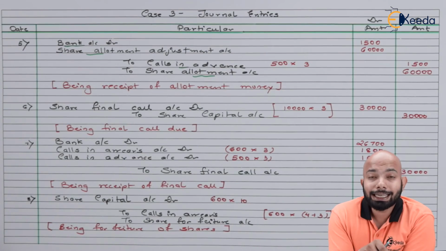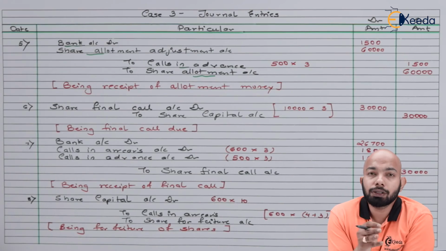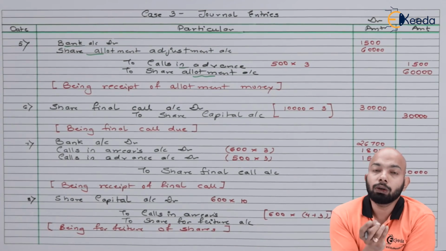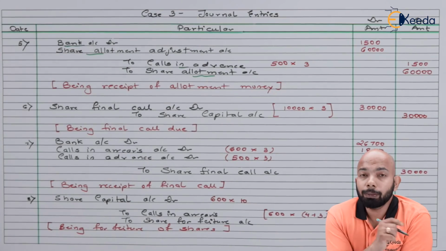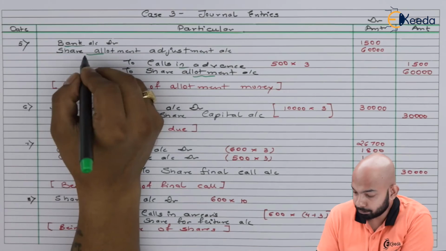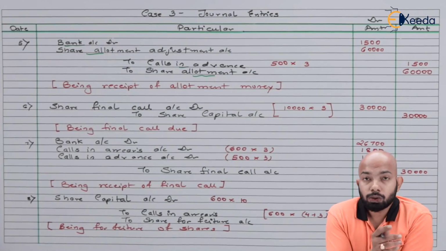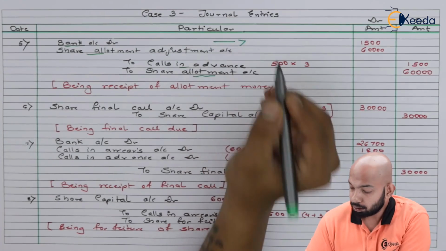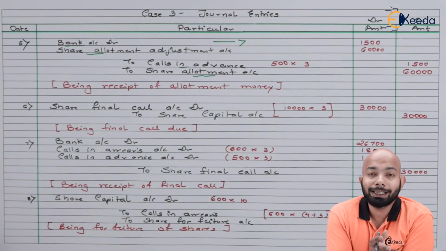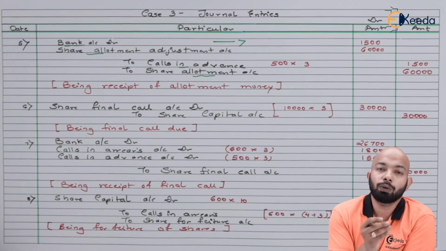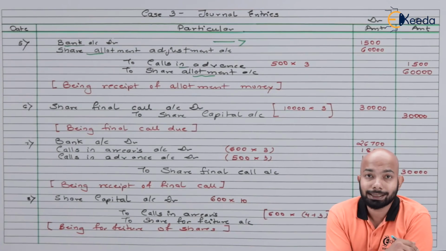Because in this case study, they've also mentioned that one person who had somewhere around X number of shares has paid the final call money as well. So that will also be incorporated here. Let's figure out the entry that we have passed here. So bank account is mentioned with 1500 rupees. Share allotment adjustment is 60,000. Although there are calls in arrears, that won't be considered because we have already received certain money which will be adjusted here.